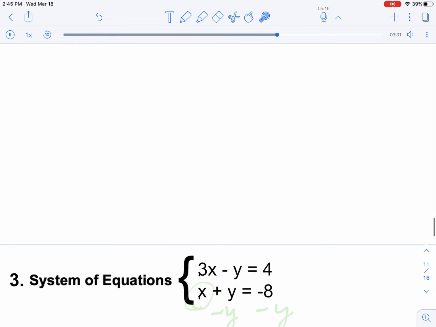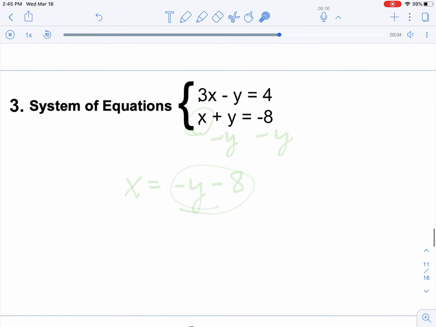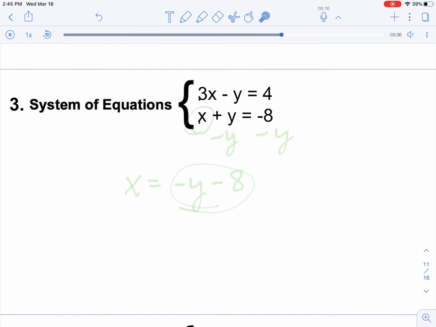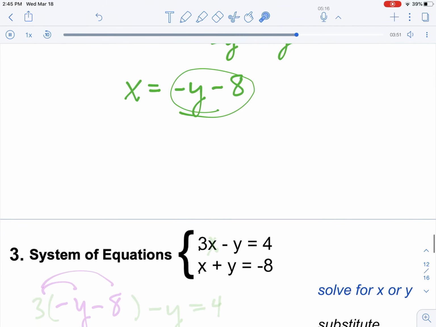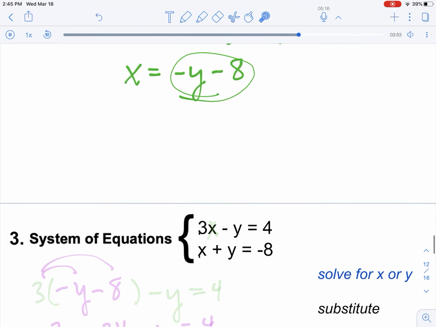All right, last equation, number 3. What are you going to solve for? Well, you have to actually set up the equations in order to solve for x or y first. So let's begin by solving for this x, and I'll subtract a y on both sides. So x equals negative y minus 8. Now I'm ready to substitute. Negative y minus 8 is going to be my new x. I'm going to replace it into the other equation.